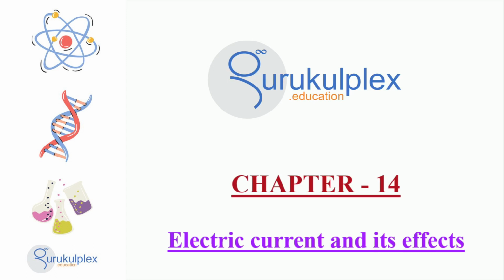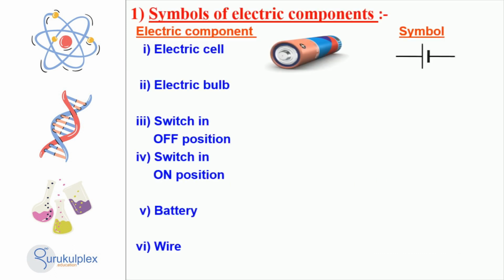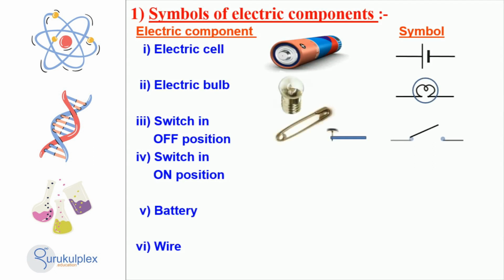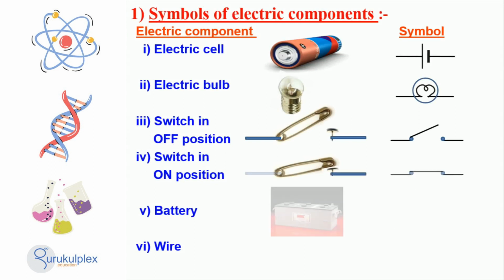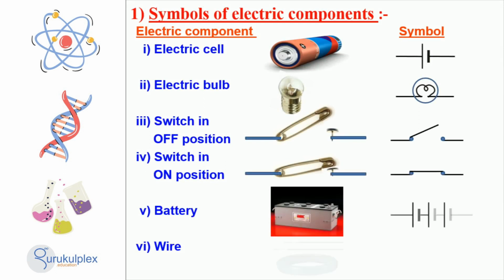So let's get started. Electric components have various symbols that are used to denote them. An electric cell is symbolized by a battery or two parallel lines with an arrow pointing away from one another. An electric bulb is symbolized by a circle or a lightning bolt. A switch in the off position is symbolized by two parallel lines crossing each other. A switch in the on position is symbolized by the same two parallel lines crossed, but with an arrow pointing at one of the lines.